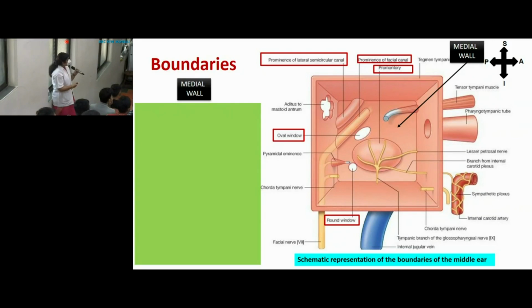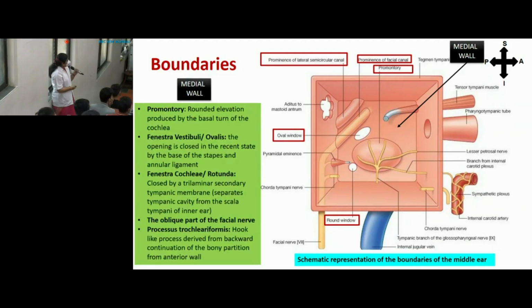So these are the structures present along the medial wall of the middle ear cavity. So promontory, fenestra vestibuli or ovalis, fenestra cochleae or rotunda. Simple names are oval window and round window. You can write this also. You will get full marks. The oblique part of the facial nerve and the processus trochleariformis, around which the tendon of the tensor tympani muscle winds, and then it is inserted on the handle of the malleus. So this is the medial wall.